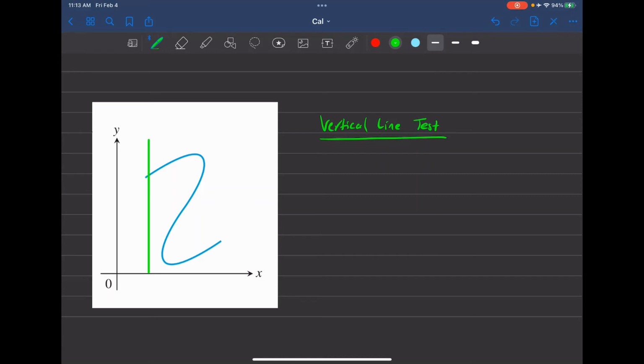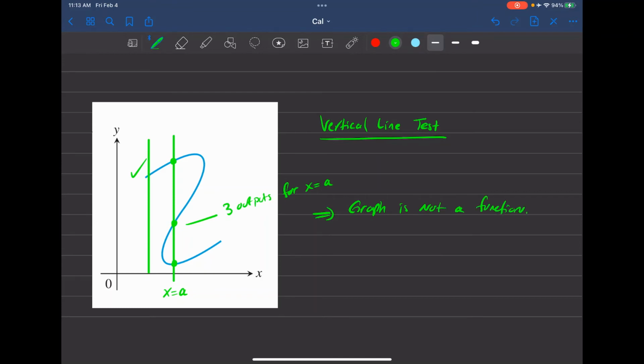Over here, I'm fine. It hits the graph only once, so this is good. But if I start sliding the vertical line left and right, I start to hit the graph more than once. So I hit the graph here, here, and here. If this is, let's say, x equals some a, then there are 3 different outputs. So here you have 3 outputs for a single x value, and therefore this graph is not a function.